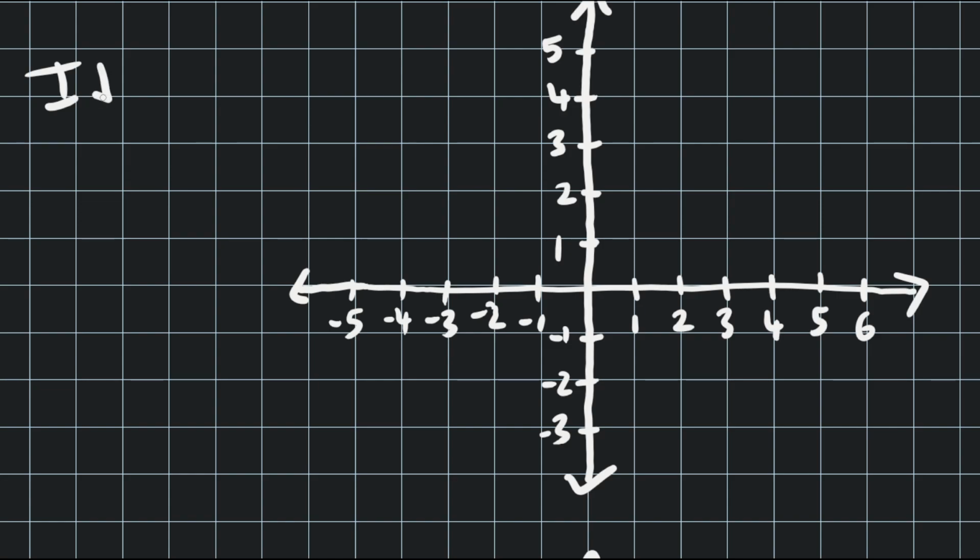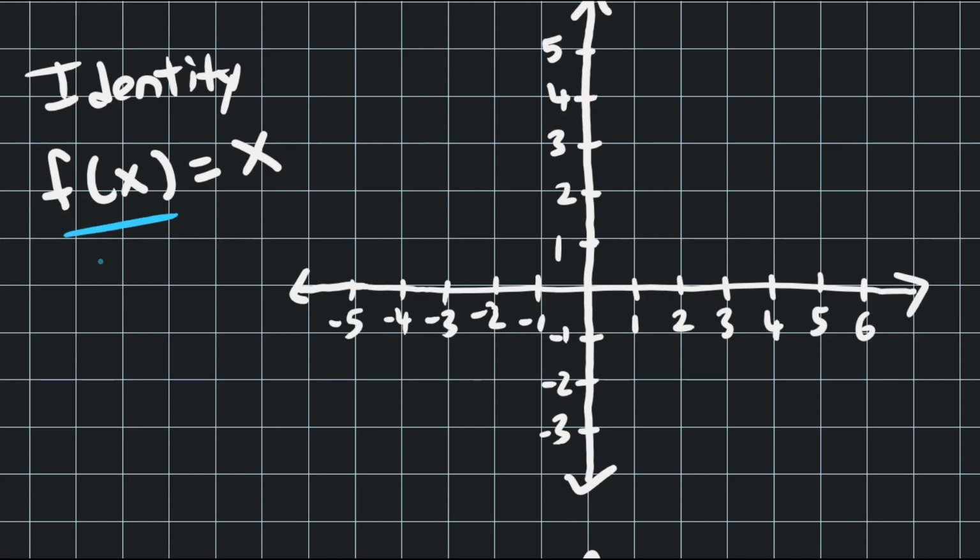So an identity function takes this form. It takes the form f of x equals x. So let's go ahead and actually draw this line. So f of x equals x. Well, we know y equals f of x, so this is the same as saying y equals x.